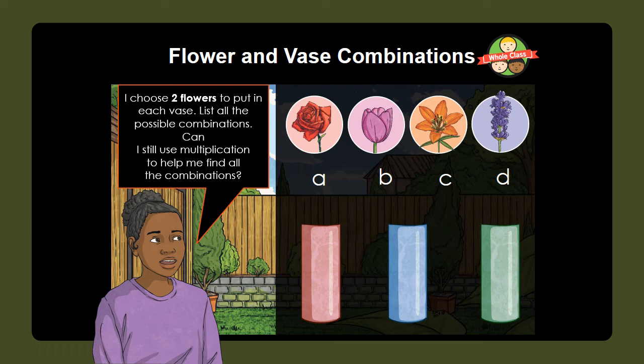So yes, you might put flower A and B in the pink one, but then you might also put flower A and B in the blue and flower A and B in the green. And then you'll do the same with another two. So think about all the possible combinations. Pause the video here and write those down.